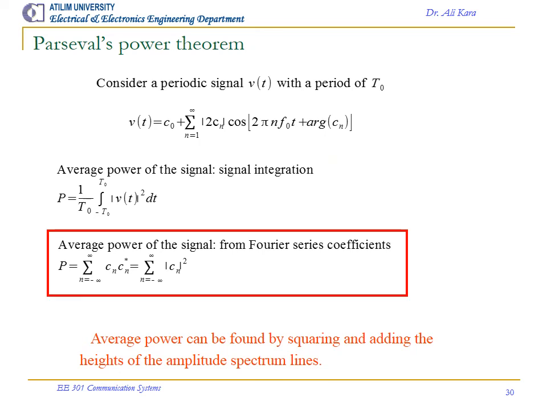Another way of finding the average power is to use Fourier series coefficients. Average power of v of t is equal to the sum from minus infinity to plus infinity of Cn times the complex conjugate of Cn. This is also equal to the sum from minus infinity to plus infinity of the square of the absolute value of Cn. This says that average power can be found by squaring and adding the heights of the amplitude spectrum lines.